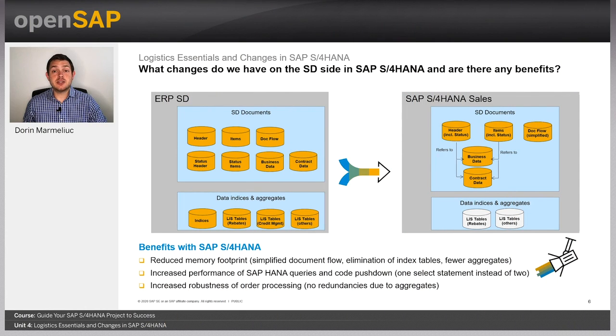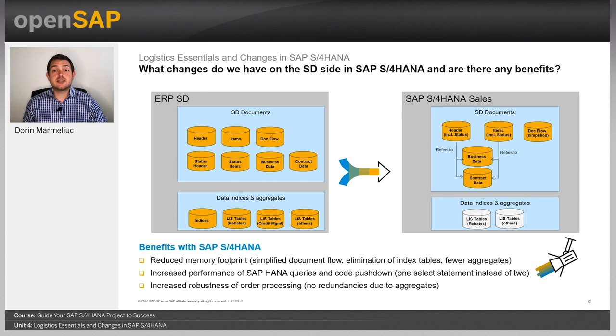Our second question is, what changes do we have on the SD part in SAP S4HANA and are there any benefits? In SD, we also have simplified logic as index tables got eliminated, document flow got simplified, and we have fewer aggregates. All this means is a reduced memory footprint.